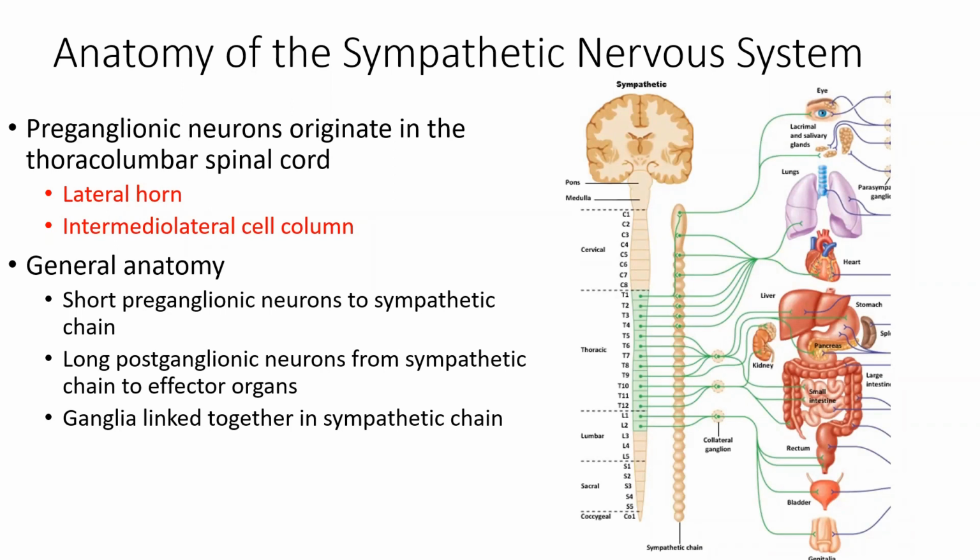The general anatomy here is that there's a short preganglionic neuron to the sympathetic chain, usually to that autonomic ganglia. Then there is a long postganglionic neuron from the ganglia out to the effector organ or the effector tissue. Okay, and then we see that the ganglia here are linked together. So again, because they're in such close proximity, they are linked together to form the sympathetic chain. So this structure that is adjacent to the spinal cord is nothing but a collection of these autonomic ganglia.